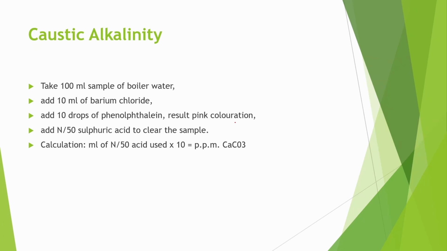So after that comes the caustic alkalinity. Caustic alkalinity gives us alkalinity due to the OH minus, caustic soda basically. So what will we do? We will take a 100 ml sample of boiler water, and then we will add 10 ml of barium chloride. So why are we adding barium chloride? Barium chloride is first added to the boiler water sample in order to precipitate all the carbonate which is present. So once all the carbonate is dealt with, we can simply get alkalinity due to the OH minus.